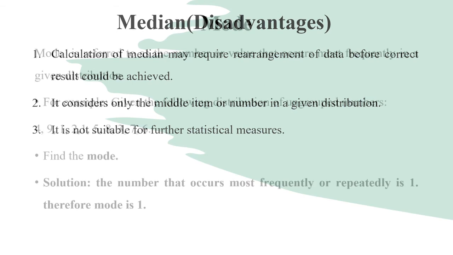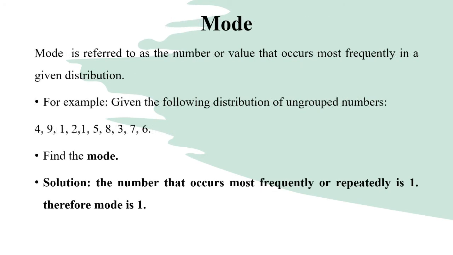We go on to mode. Mode is another measure of central tendency. Mode is referred to as the number or value that occurs most frequently in a given distribution. That is, it occurs repeatedly in a given distribution. For example, we have 4, 9, 1, 2, 1, 5, 8, 3, 7, 6. Find the mode.